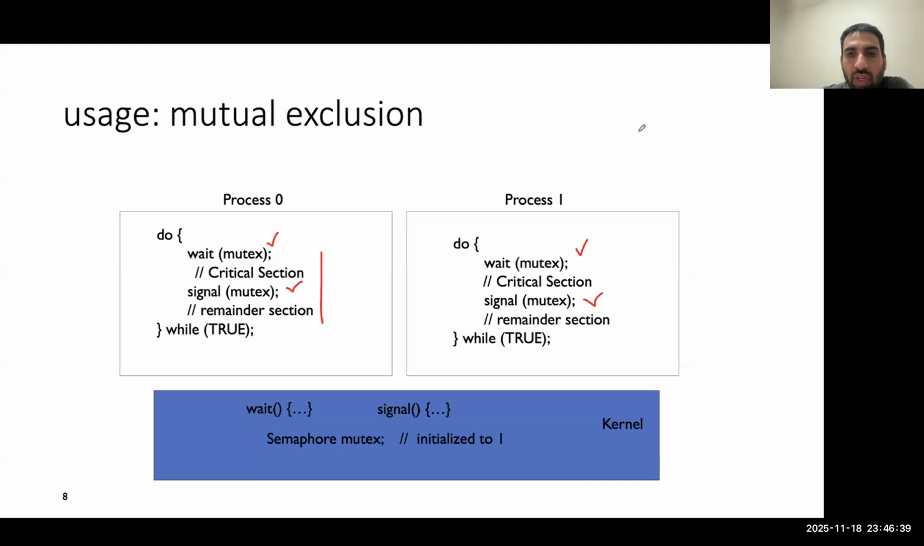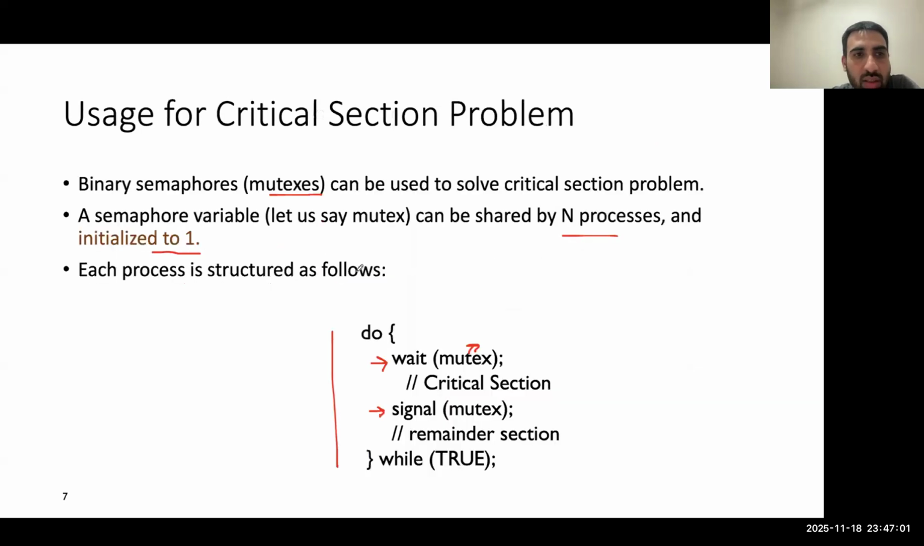Now if we have the mutex value, I'm just using v for its integer value, initially equal to 1, and you invoke wait on the mutex, what will happen is, remember we said that the body of the wait itself is a critical section, right?